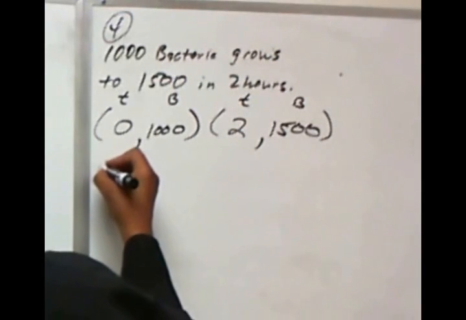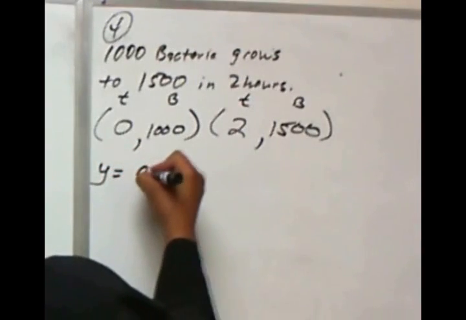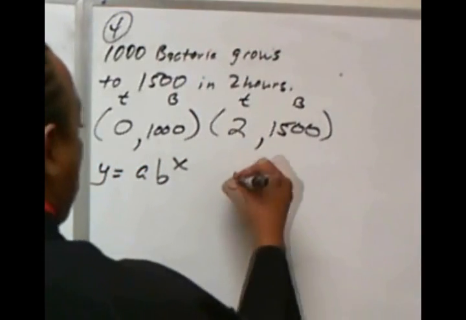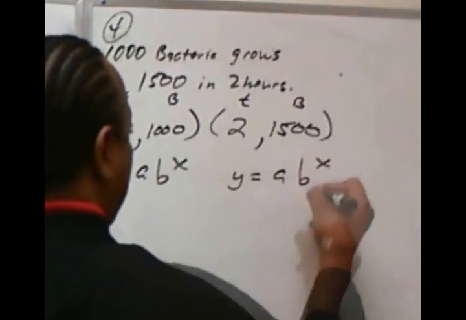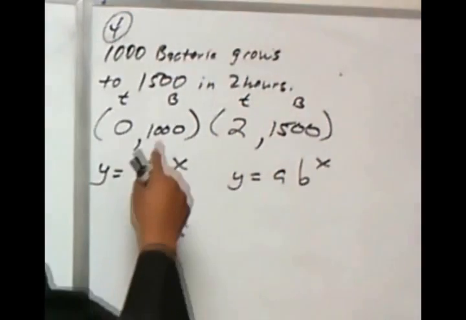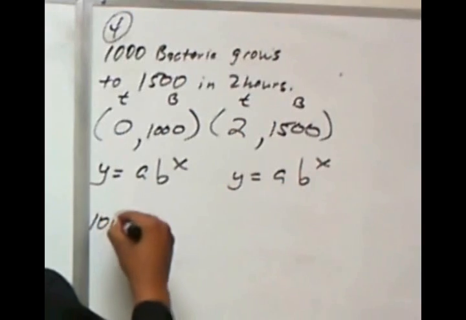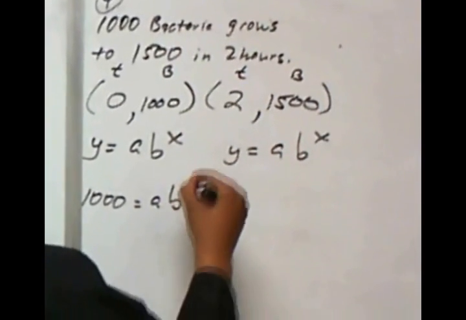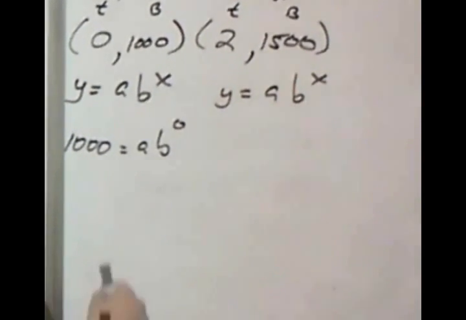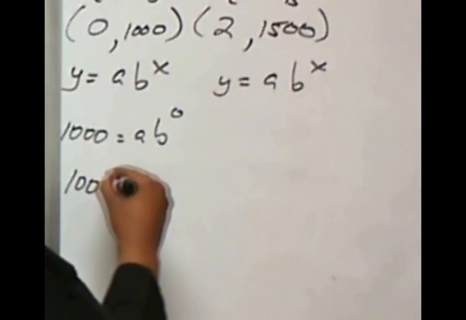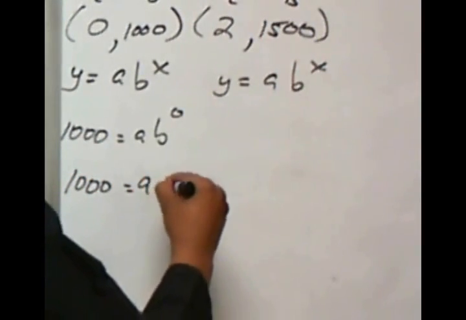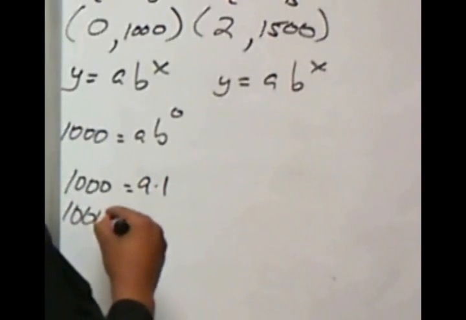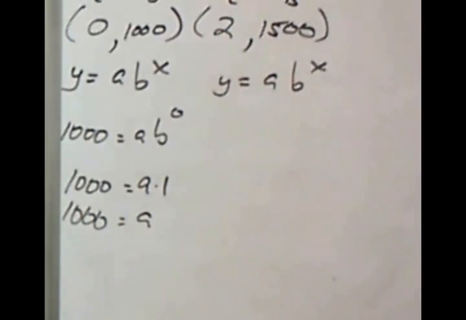So let's start off with the generic y equals a b to the x. The 1,000 will be for y. And we have a and b to the 0 power. b to the 0 power will give us 1. So this is a times 1. So here we have a equals 1,000.